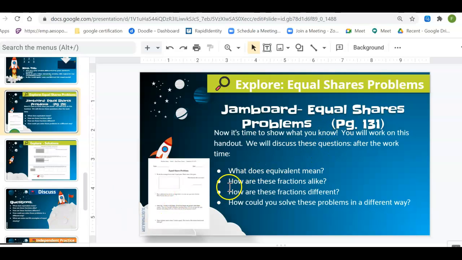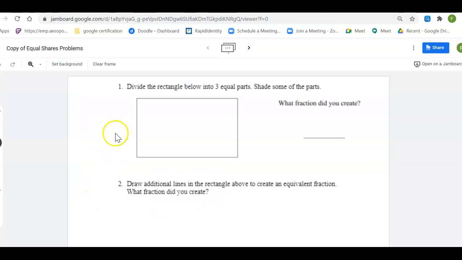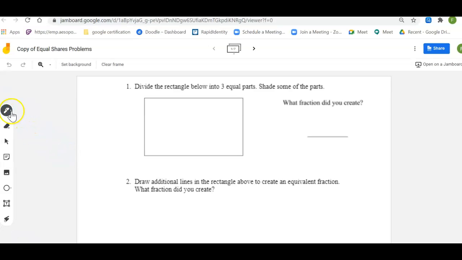So go ahead and let's pull up the Jamboard for today so I can show you the actual page. Okay, so this is the Jamboard for our equal shares problems. And remember, it is the same as page 131. Let's go ahead and go over these problems.